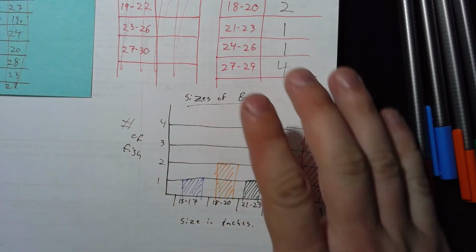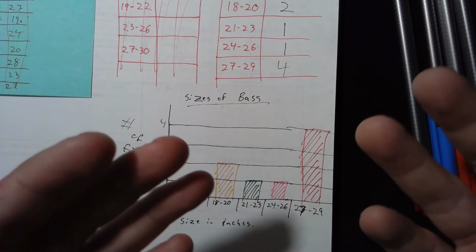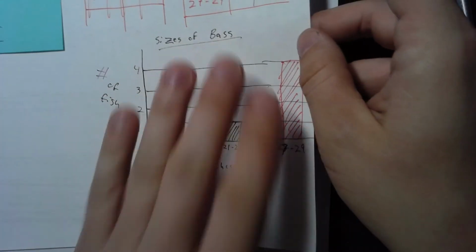Maybe this is an area people don't go fishing very often. Maybe that's why all the fish are so big, that nobody's catching them, and the fish are growing because nobody is catching them. They're not getting injured. They're living a long time. So we could make any one of those conclusions based on this data.